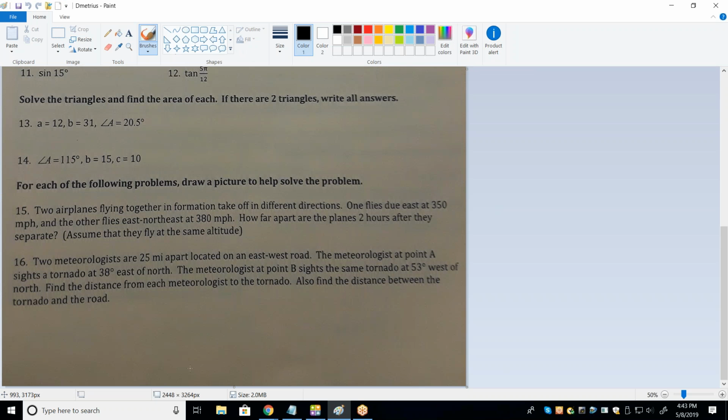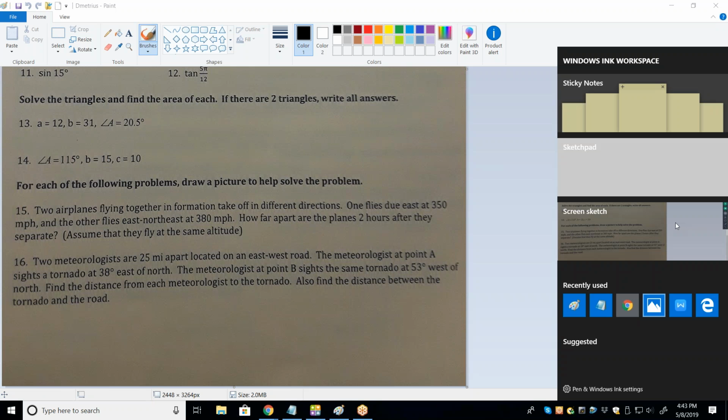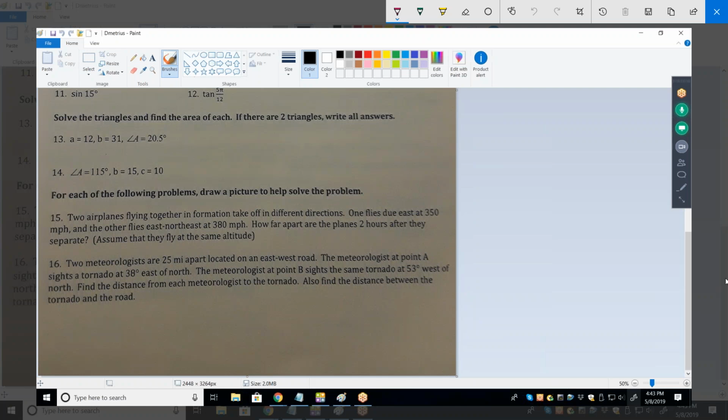Two meteorologists are 25 miles apart on an east-west road. Let me see if I can draw this on the screen as opposed to a separate one. So here's the east-west road. Got one meteorologist there, another one there, 25 miles apart.